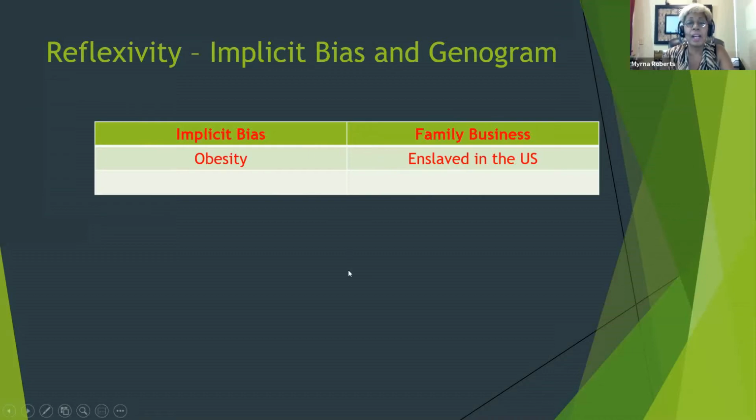And this is your private work. Nobody's going to see this. So you can be honest. Nobody but you is going to see this. But since you guys haven't taken those tests, you could try to figure out what some of your personal biases are and what some of your family history is.